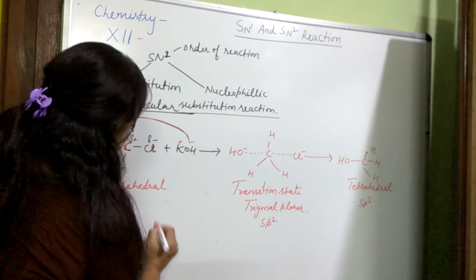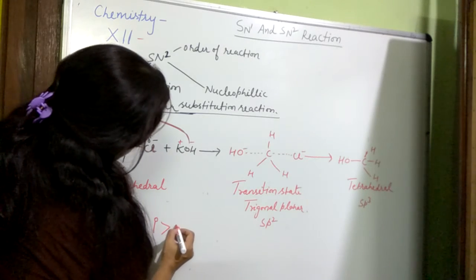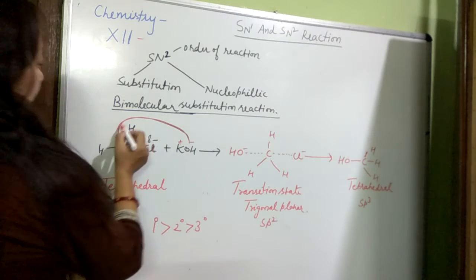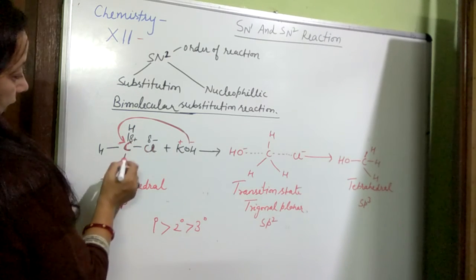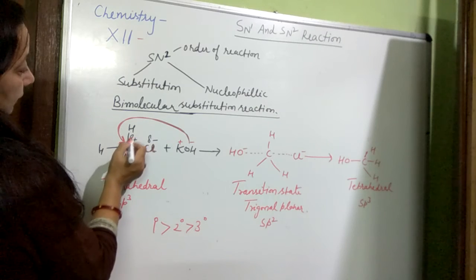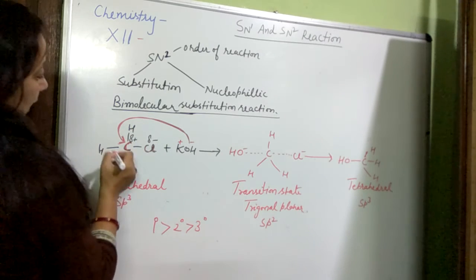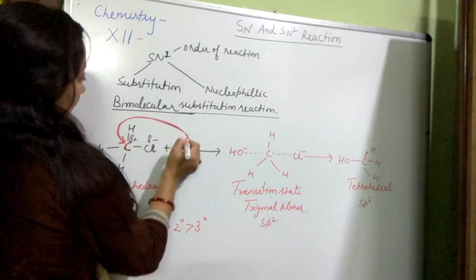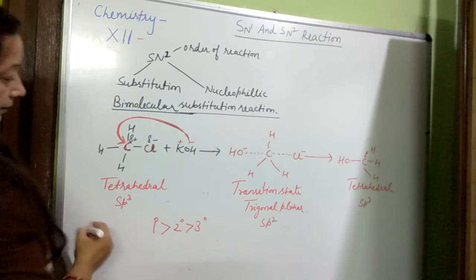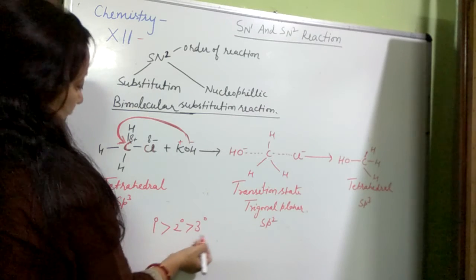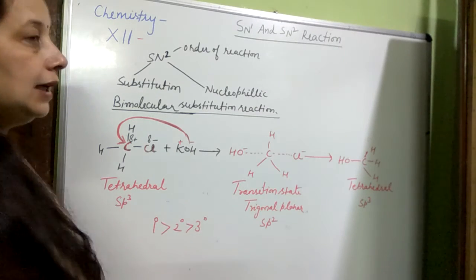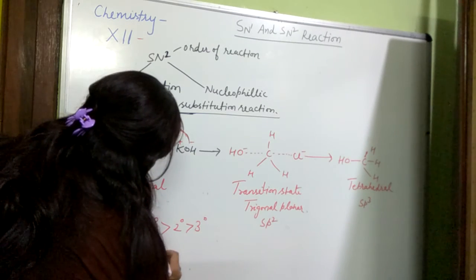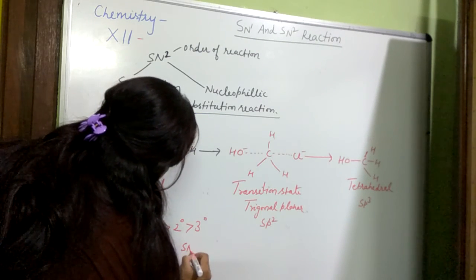Primary alkyl halide favors SN2 reaction, then 2 degree, then 3 degree, because when nucleophile attacks on this carbon, if bulky groups or alkyl groups are present, it is difficult for OH to attack that carbon. So primary alkyl halides favor the SN2 reaction and tertiary alkyl halides favor the SN1 reaction. And polar aprotic solvent favors the SN2 reaction.